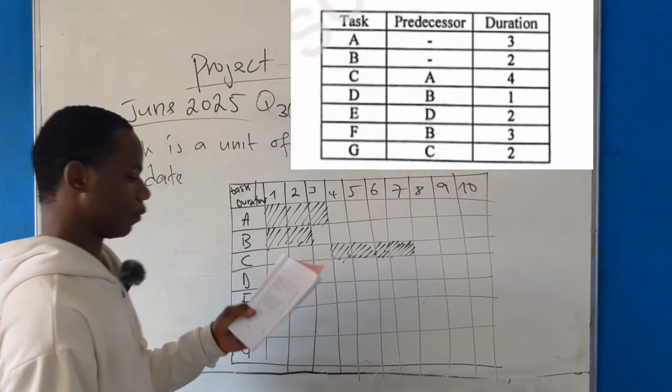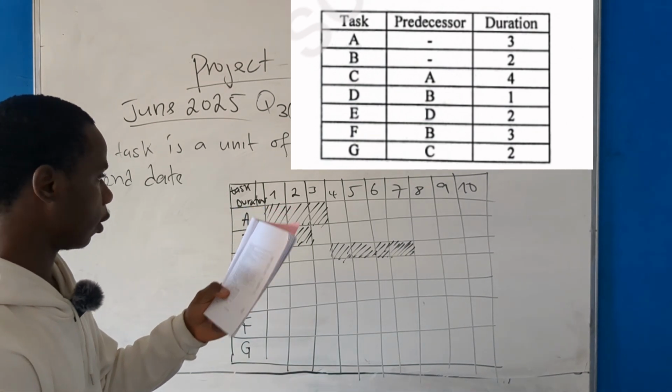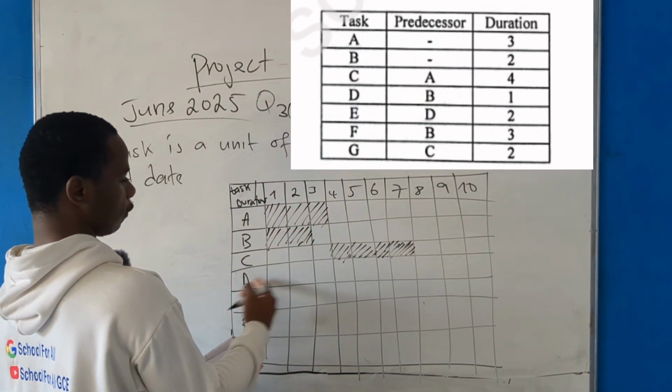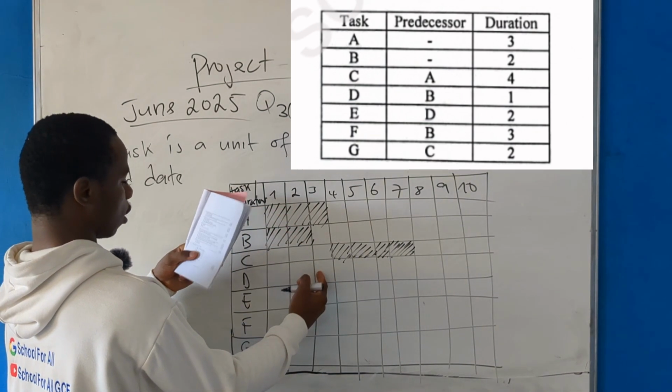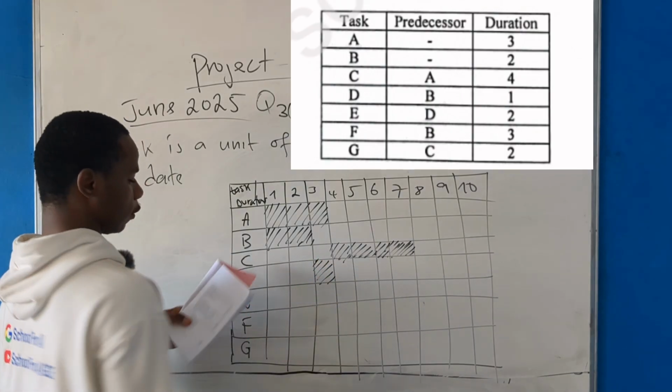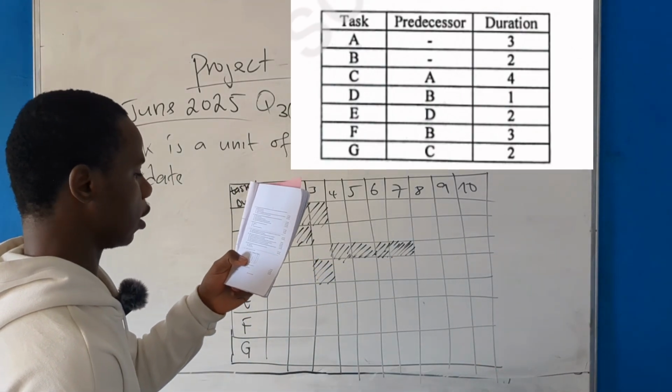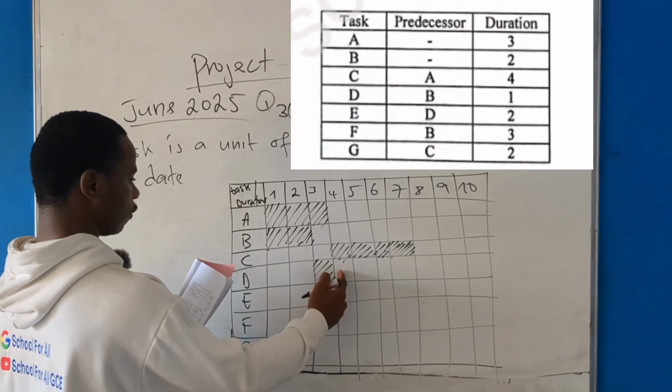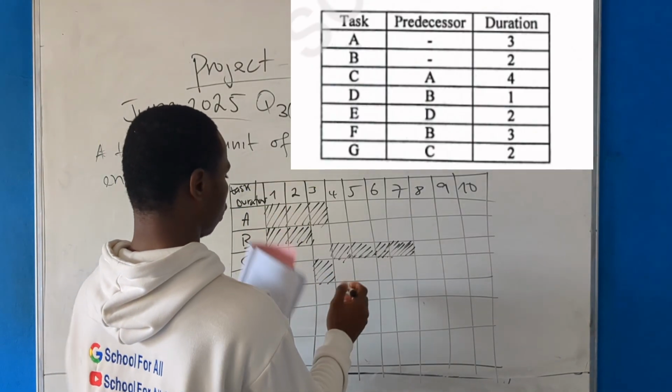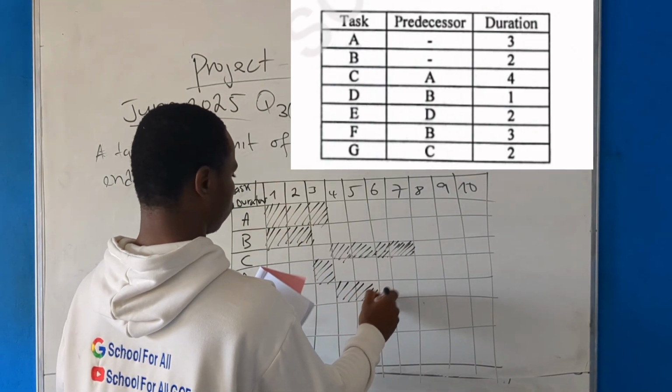Take note. Now, go to the next, task G, depending on B. So this B here and this D. Good. How many days? 1 day. So just shade here like this. That's all. Now, task E, depending on G. So this is the task E. How many days? 2 days. Shade here, 2 days. Good.